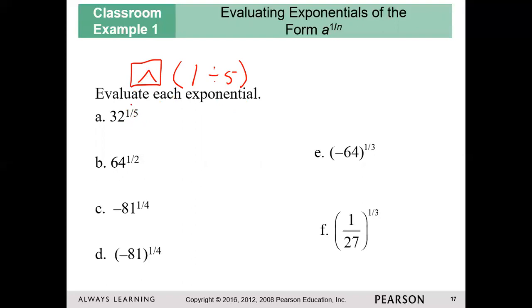Remember, your calculators are programmed to do PEMDAS. So if you say 32 raised to the power of 1 divided by 5, it's going to do 32 raised to the power of 1, which is 32, and then it's going to take 32 and divide it by 5. So you better make sure that you are raising it to the 1/5 power, not raising it to the first power, then dividing it by 5.